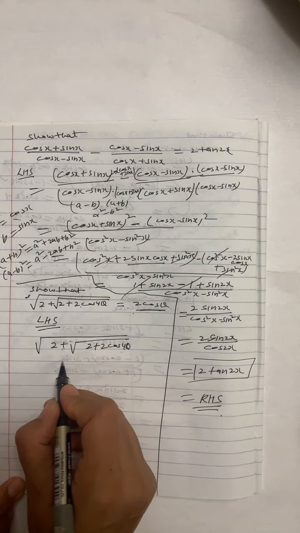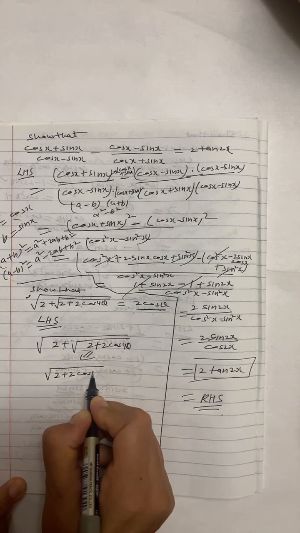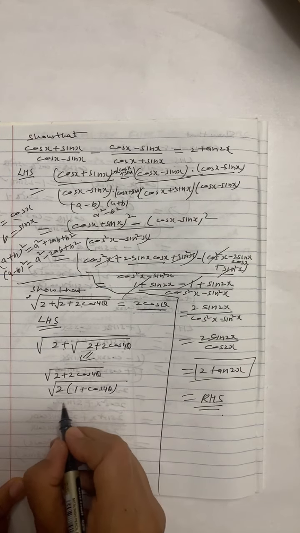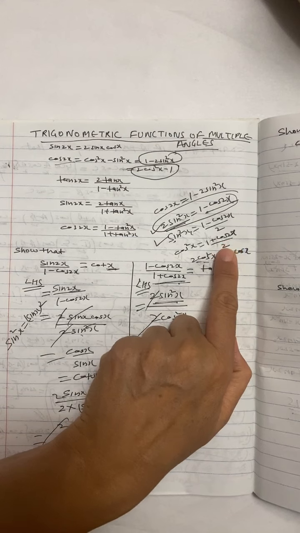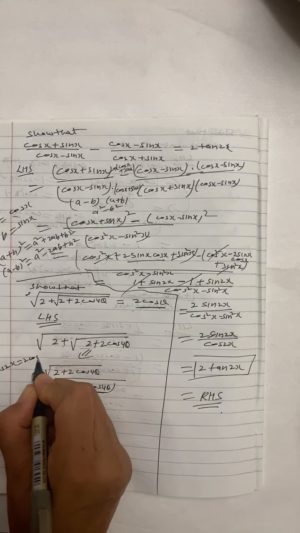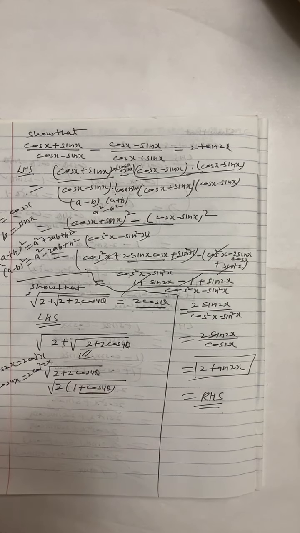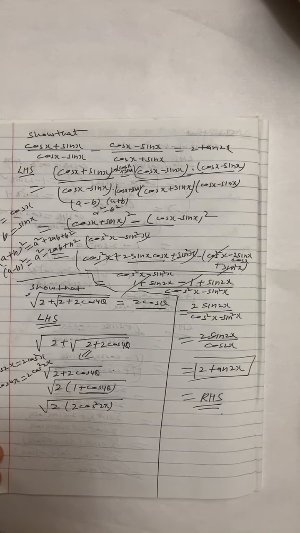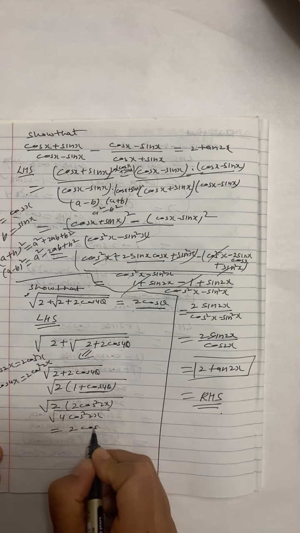So the first thing I'm going to do is simplify the first square root, 2 plus 2 cos 4 theta. Here 2 is common, so this is 2 times 1 plus cos 4 theta. Now we already know that 1 plus cos 2x is 2 cos square x, which means 1 plus cos 4x is going to be 2 cos square 2x. So this gives me 2 cos square 2x, and then the square root of that. So this gives me the square root of 4 cos square 2x, which is simply 2 cos 2x.